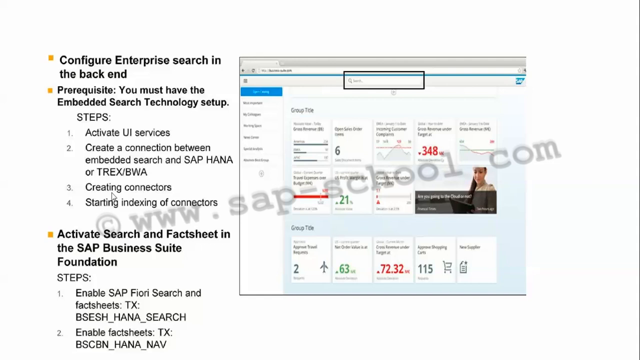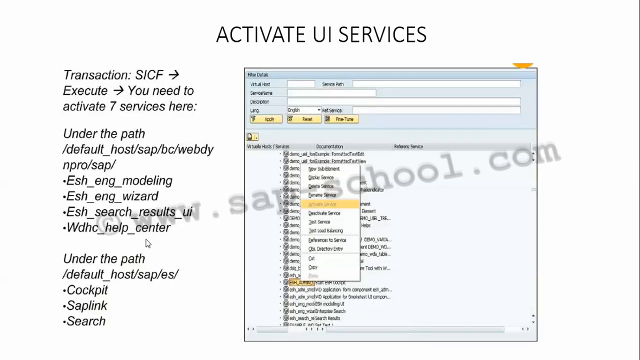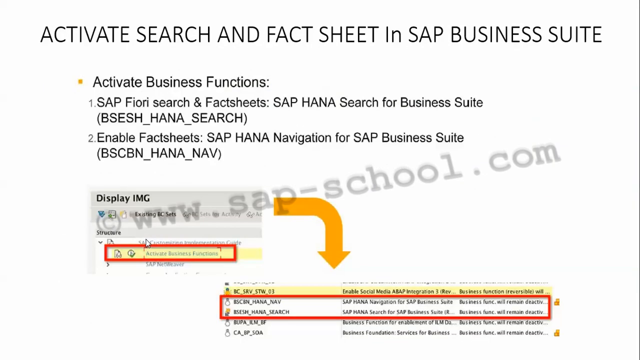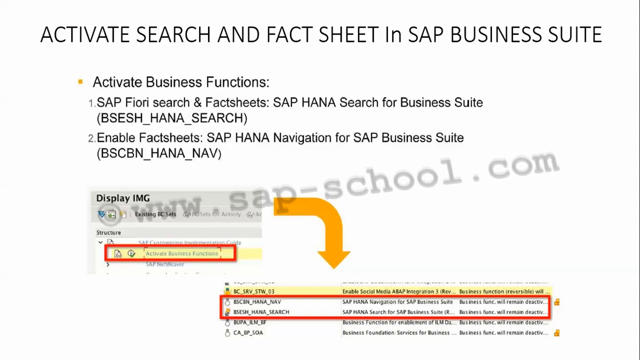Once we are done with these prerequisites, after that we have to go to the steps to activate the search and fact sheets in the SAP Business Suite. To activate them, we have to activate the business functions: SAP Fiori search and fact sheets, and SAP HANA search for Business Suite. Then after that, we have to enable the fact sheets. To activate the business functions, we have these two steps.